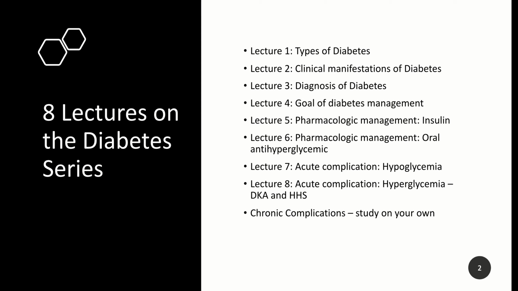Lectures 7 and 8 are about acute complications of diabetes. Lecture 7 is on hypoglycemia. Lecture 8 is about diabetic ketoacidosis or DKA and hyperglycemic hyperosmolar state or HHS. Chronic complications of diabetes is an independent study, so please study it on your own.